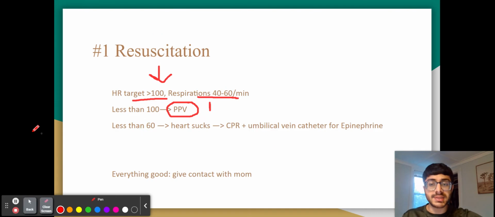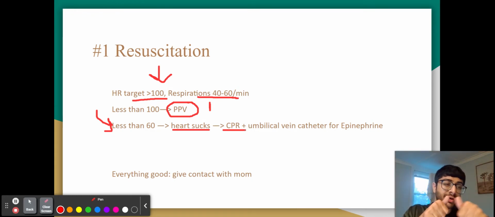If the heart rate is less than 60, we're going to assume that it's the heart itself that is the problem. So we're going to start CPR, that compression technique. They're going to tell you 2-finger compression or whatever. Or you're going to choose umbilical vein catheterization for epi.